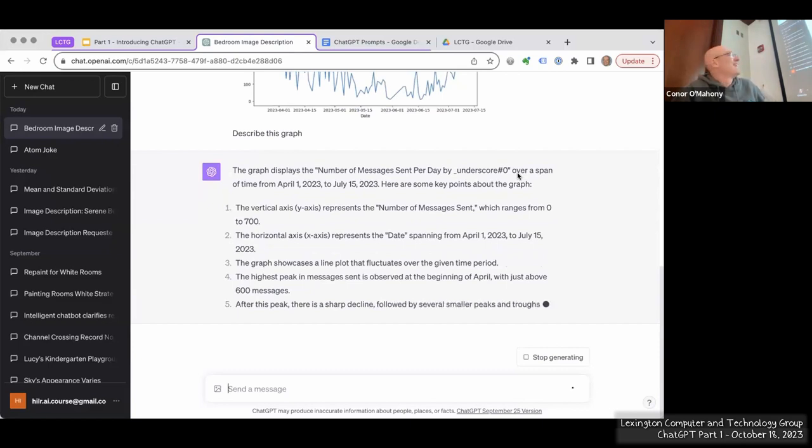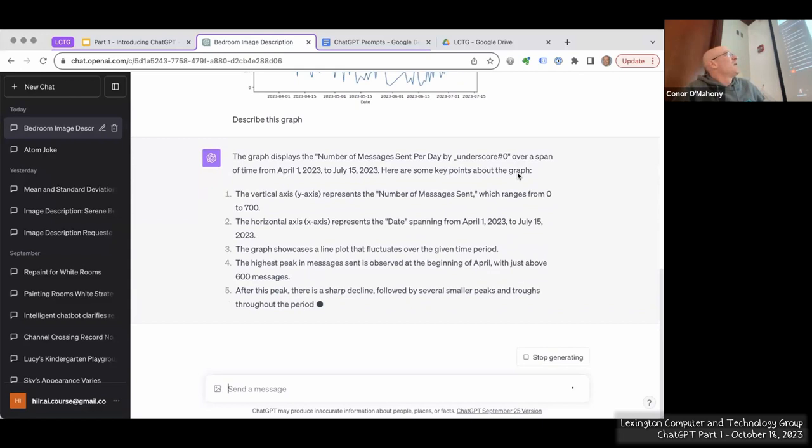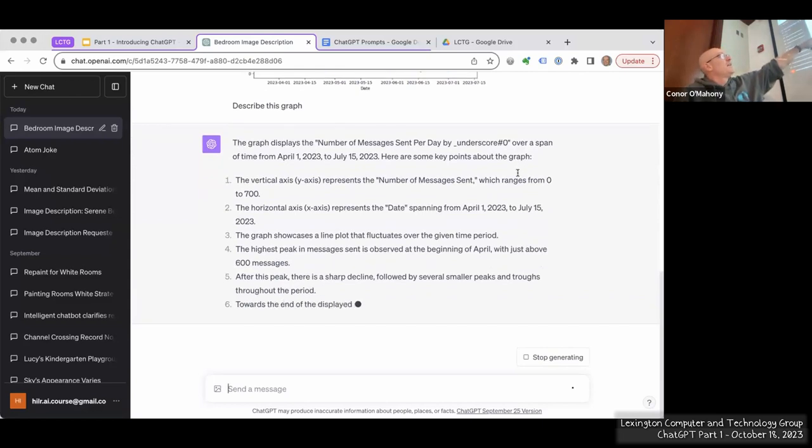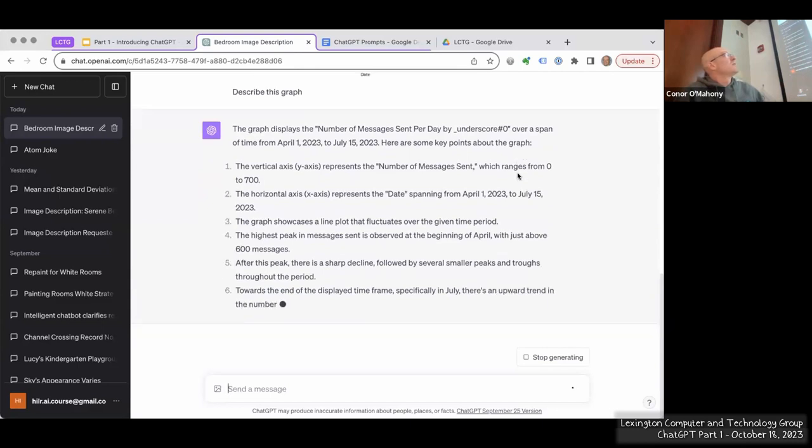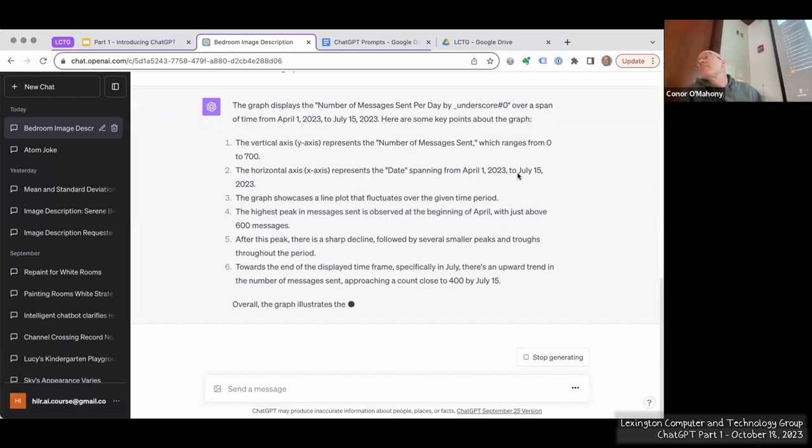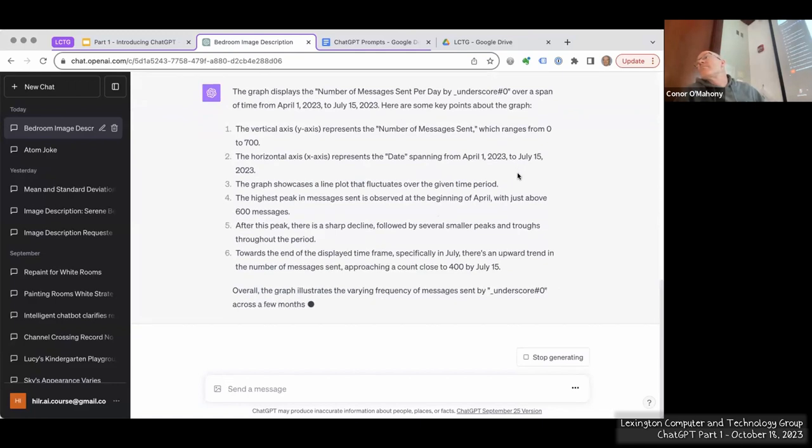Yeah, exactly. Now it's actually starting to interpret the data here. So it's giving us some observations. When you, in your testing, did you try this instead of giving it the clue that it's a graph, describe this image?